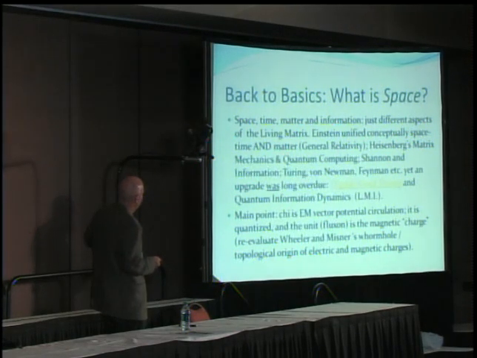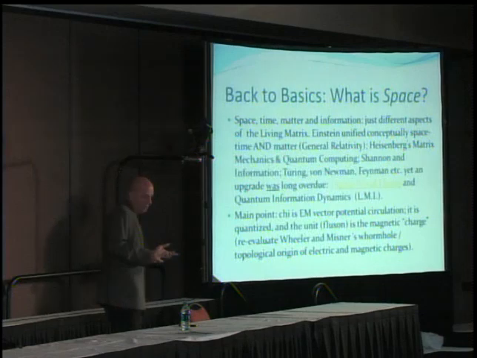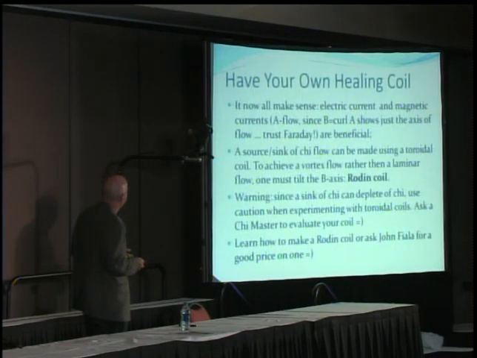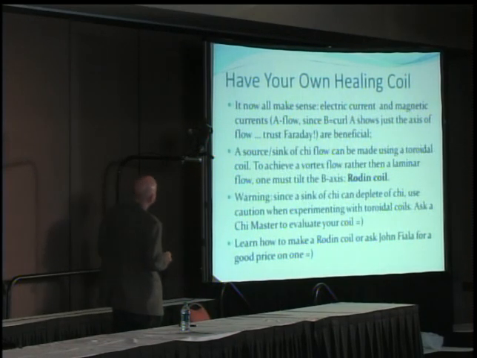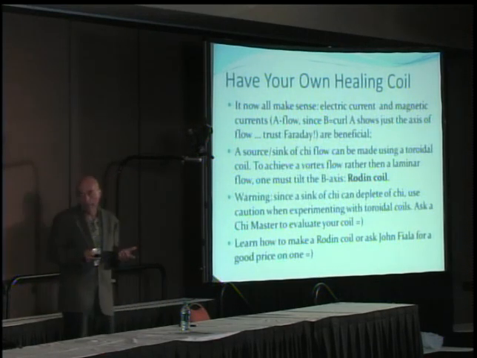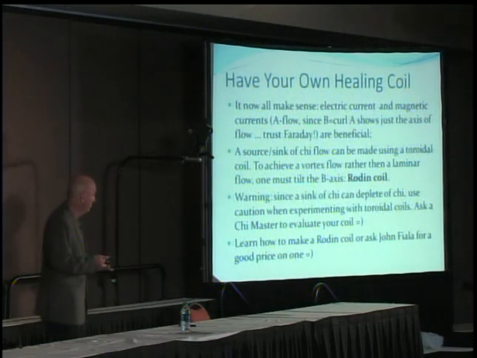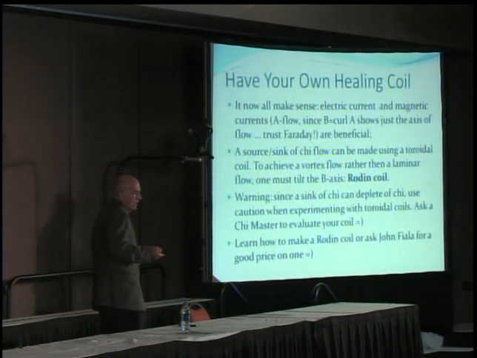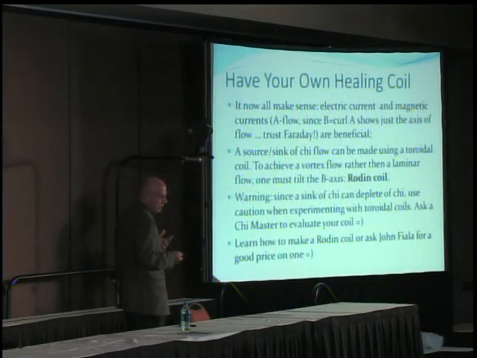And I'll skip this. What is space? Because really there is no space. And there is no spoon either. You think Matrix? No. Coils, like the Rodin coil, definitely are sources of chi flow. I'm not recommending, I'm not giving medical advice. I want to be clear about this.